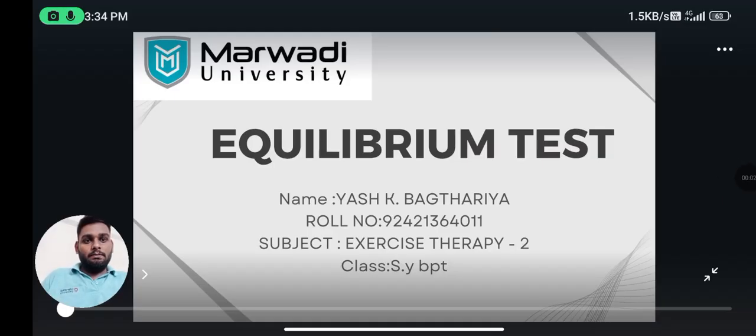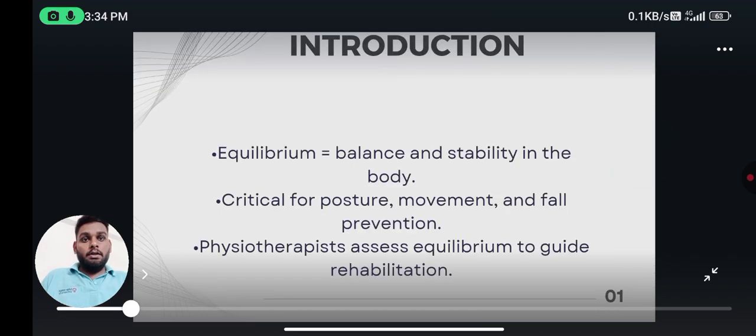Hello. Myself is Pakthuria. I am a student of second year BPT from the Marwadi University, and today's topic is the equilibrium test from the subject Exercise Therapy 2. Here we will see the equilibrium test.